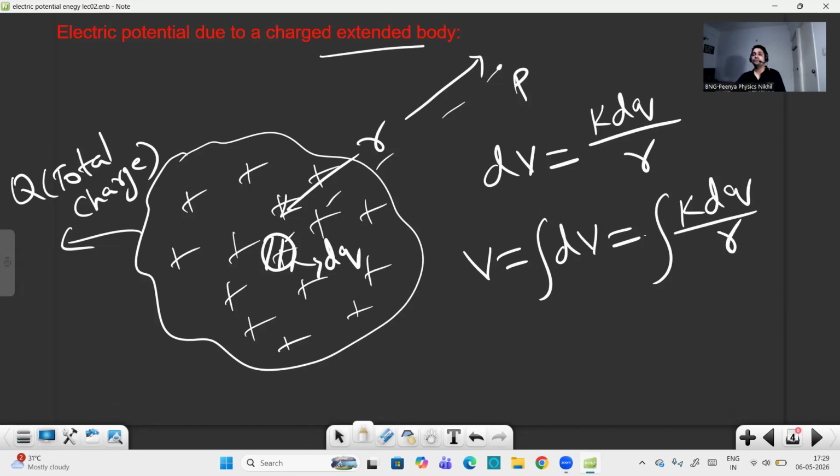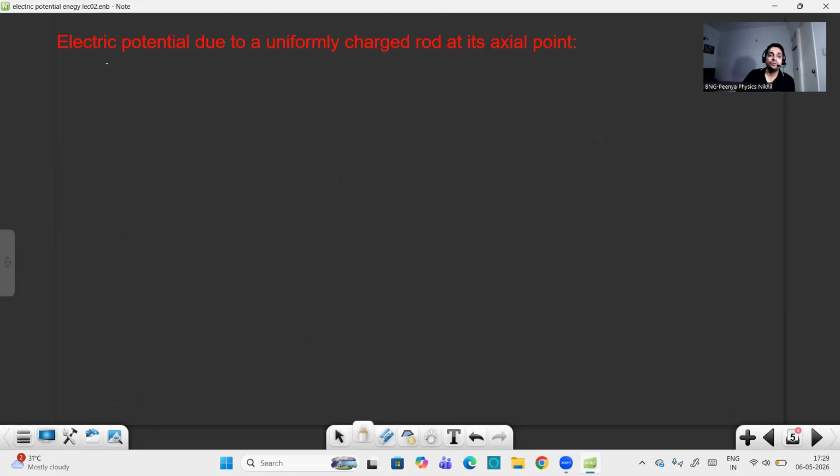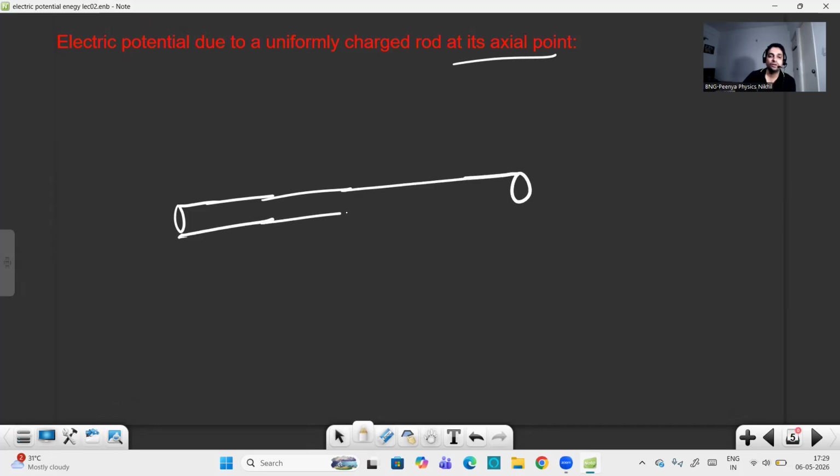With a few examples, we will understand how to integrate and how to find the potential due to different extended charged bodies. The first example is the electric potential due to a uniformly charged rod at its axial point. So let us consider a uniformly charged rod.